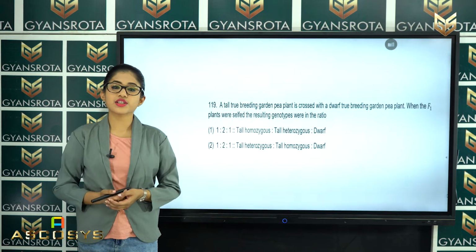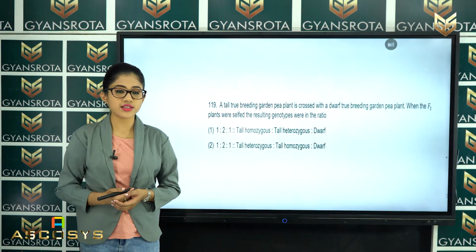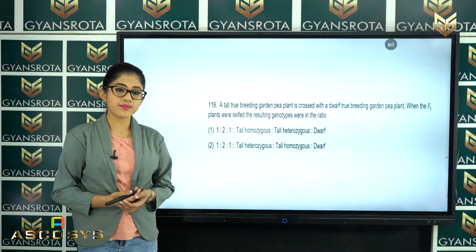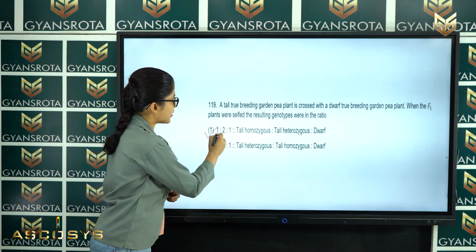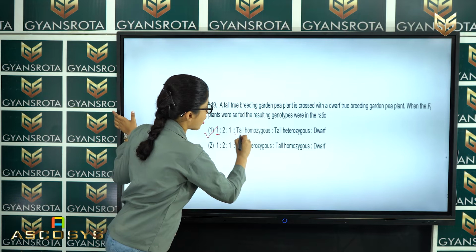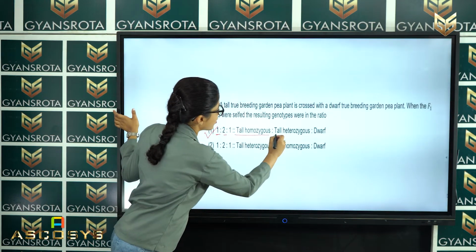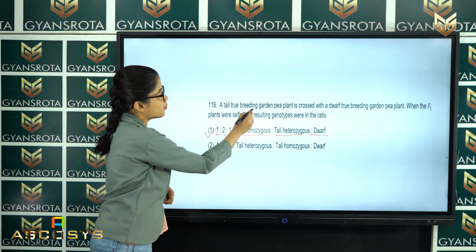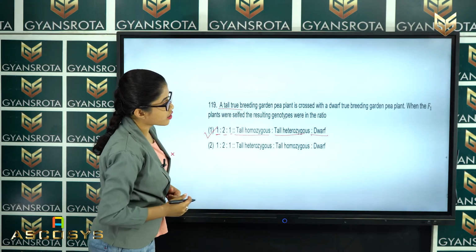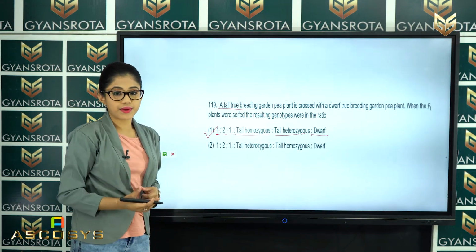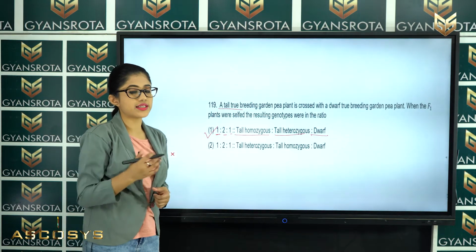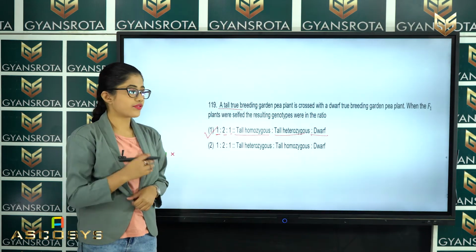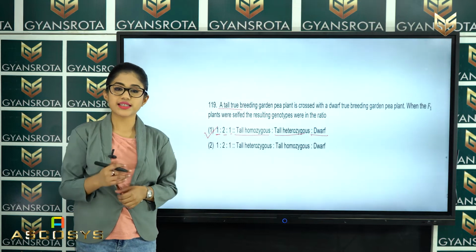We have discussed this in the chapter Principles of Inheritance and Variation. There we covered these true breeding lines. So, which among them is the correct answer? That is option number 1, which means that 1 is for tall homozygous, 2 is for tall heterozygous and 1 is for dwarf. A tall true breeding garden pea plant is crossed with a dwarf true breeding garden pea plant. When the F1 plants were selfed, the resulting genotypes were in this ratio. So, option number 1 is the correct answer of this question. Now, let us move on to the next question.